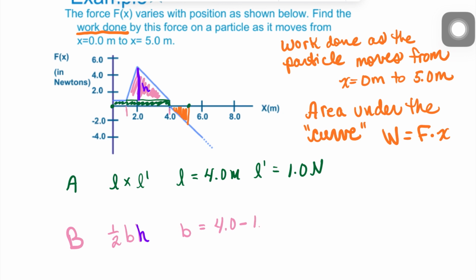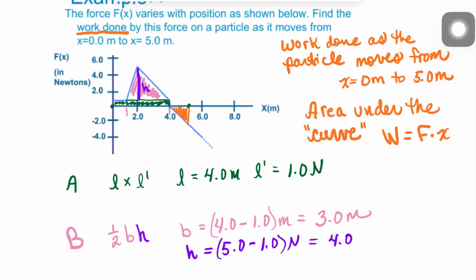So the base goes from 4 down to 1 meter. So 4 minus 1 gives me my base. And my height goes from 5 newtons down to 1 newton. So my height is going to be 4 newtons.